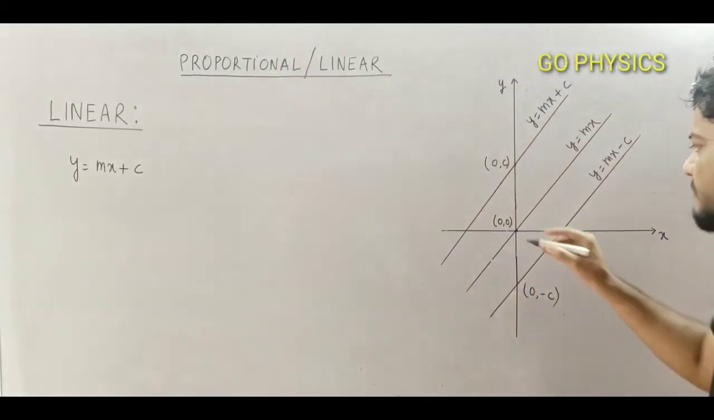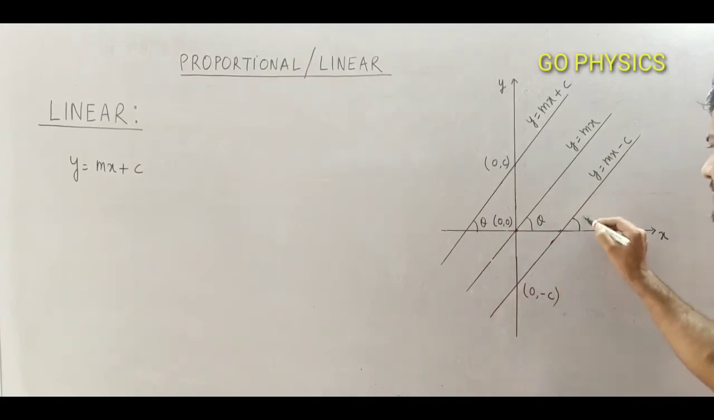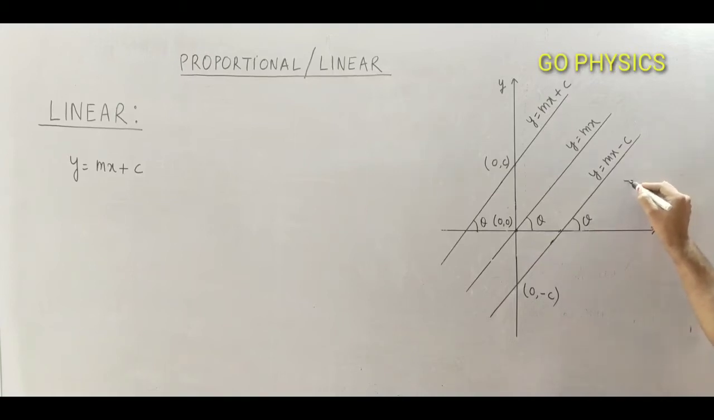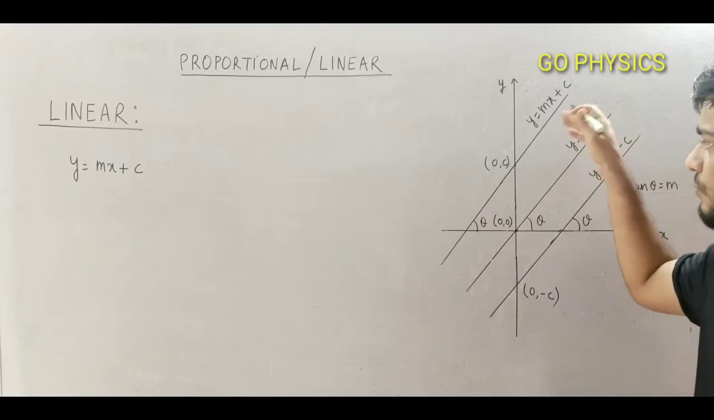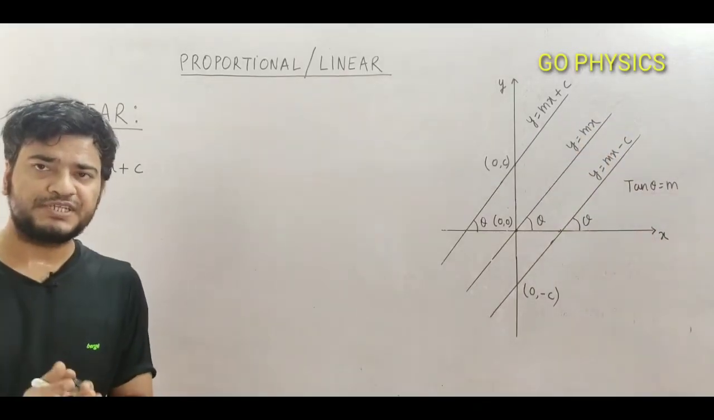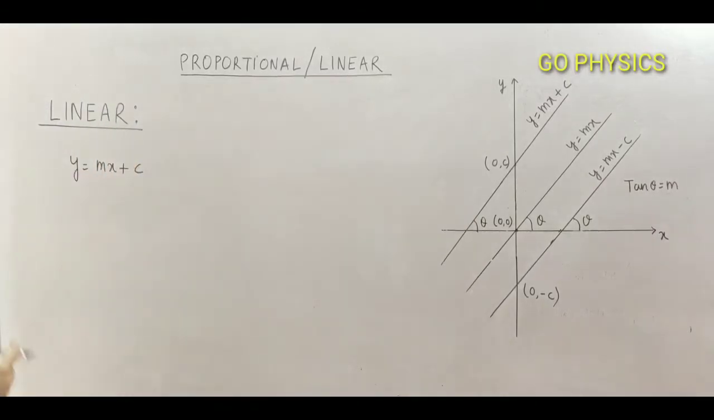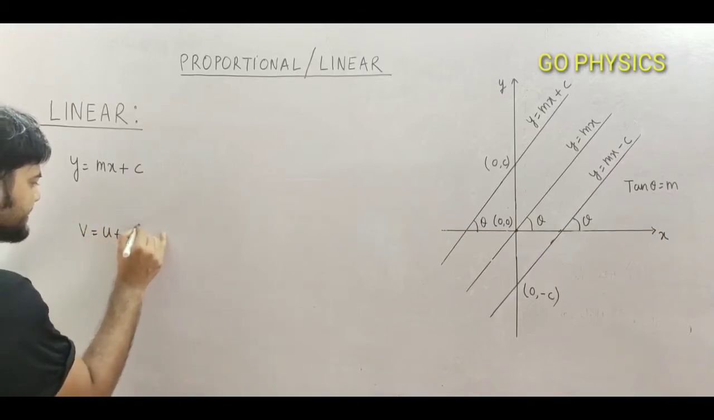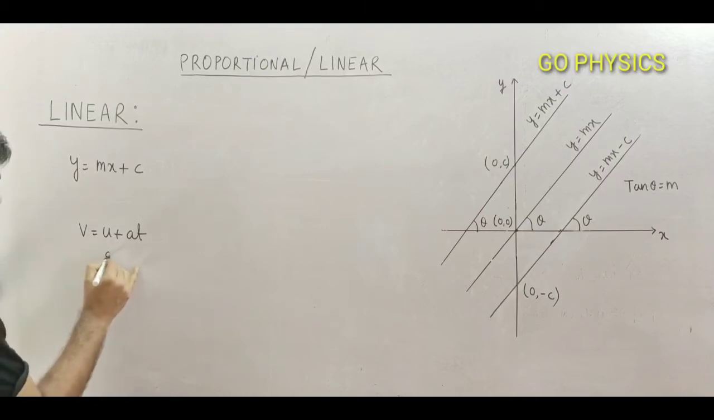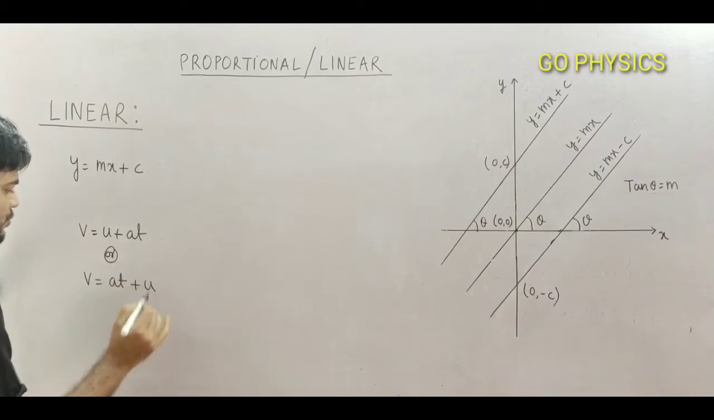Slope means tan of the angle subtended by the line. Tan theta equal to m. And c is the intercept made by the line with y-axis. Now let's see one physical equation that follows linear relationship between two variables. For example, we all know that v equal to u plus at, or we can also write it as v equal to at plus u.